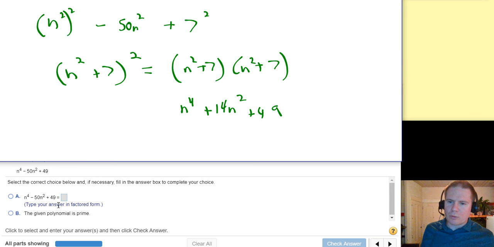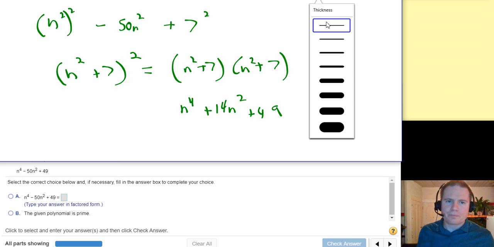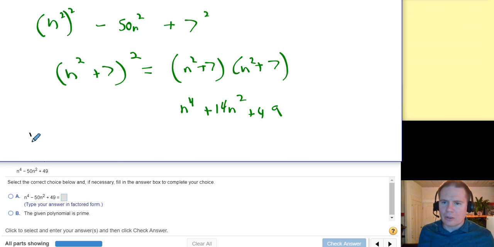Well, 50 is just one more than 49. So let me switch colors. Do n squared plus 49, n squared plus 1. 49 times 1 is 49. 49 n squared plus 1 n squared, that's 50 n squared. And since it's negative, that just means these are both negative, right? Negative 49 times negative 1 is positive. Negative 49 minus 1, negative 50.